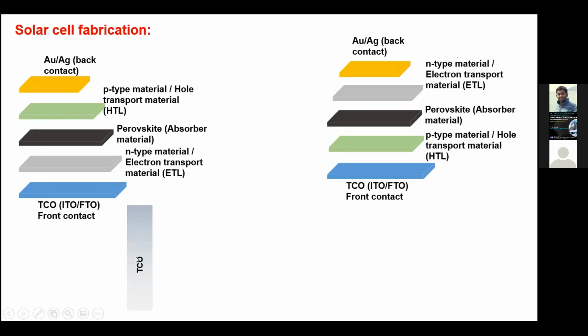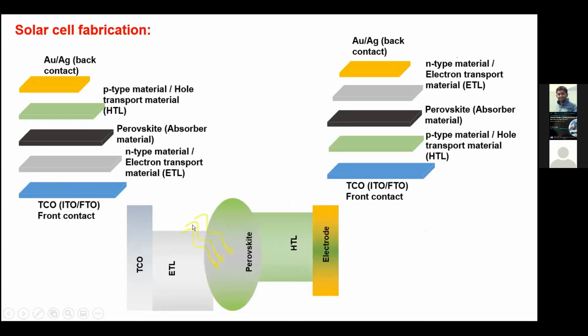And this is an example, you can see it's a transparent conducting oxide, then the electron transport layer, you will have the perovskite, then the hole transport layer, then electrodes, and you shine light. As these perovskites are much stronger absorbers than the quantum dots, these are mostly the more efficient material in solar cells.